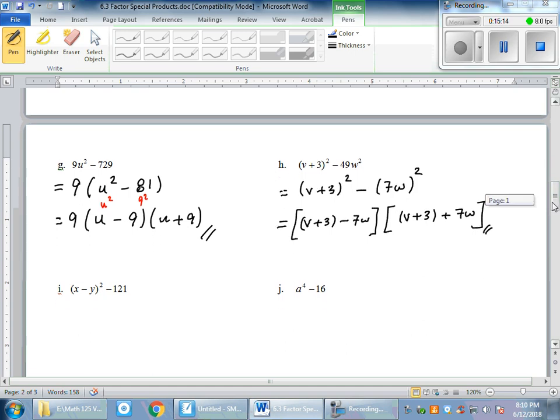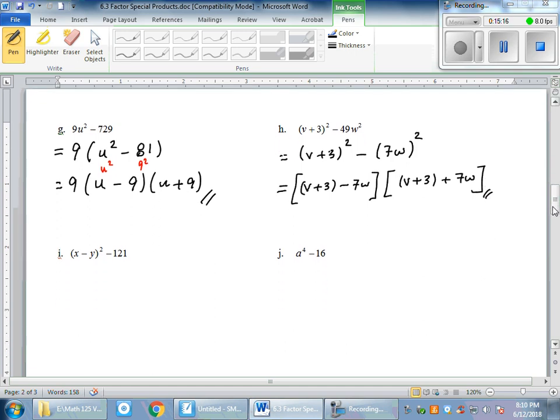Similarly, the next one, x minus y squared, that is a perfect square binomial. 121 is also a perfect square number, which is 11 squared. So I can look at it as my first as x minus y, and my last as what? 11 squared. So using the formula now, that will become first minus last, and first plus last.